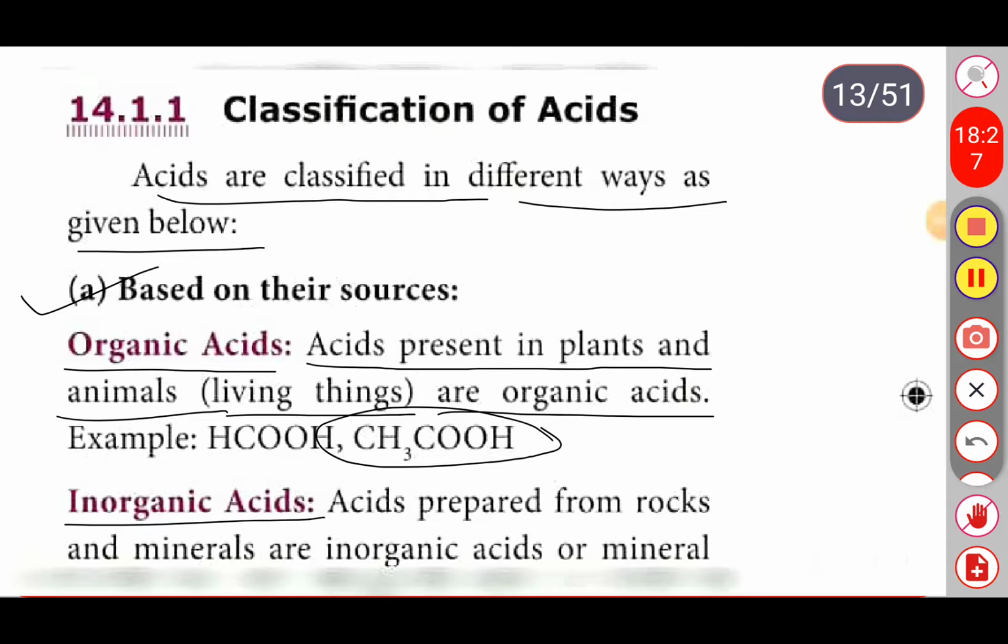Inorganic acids means the acid which is prepared under particular laboratory conditions with the help of rocks and minerals. These are called inorganic acids. For example, HCl, H2SO4 and nitric acid, that is, HNO3.